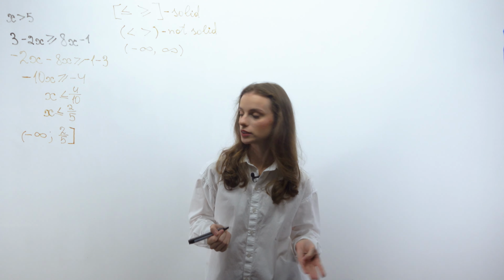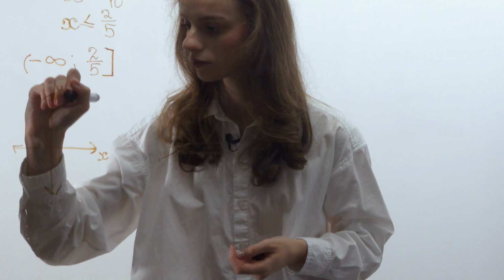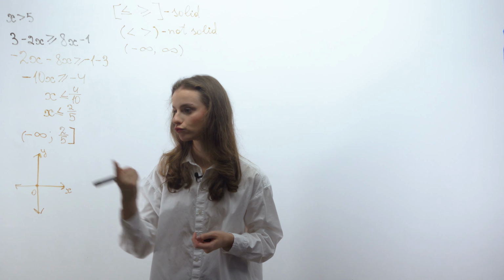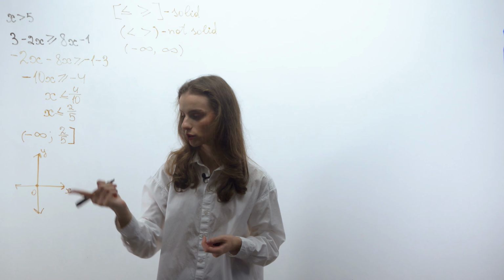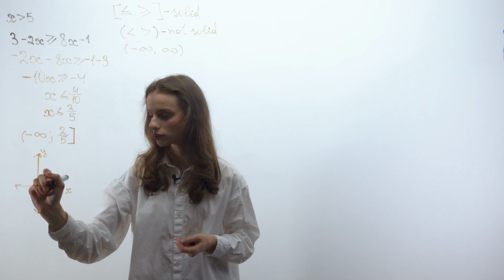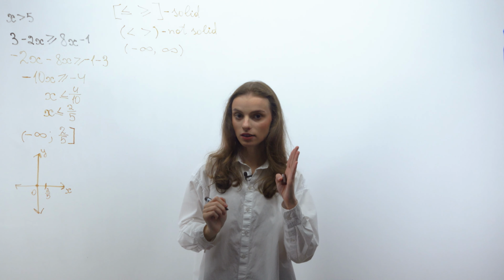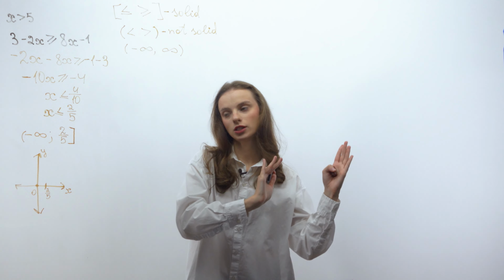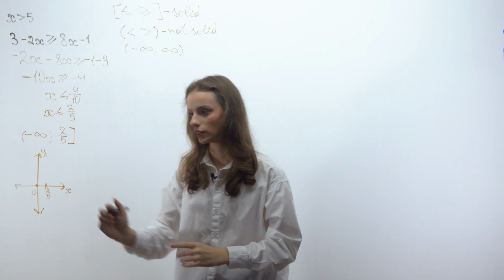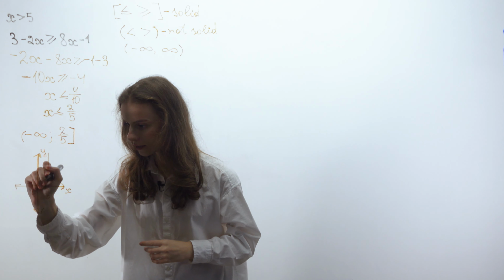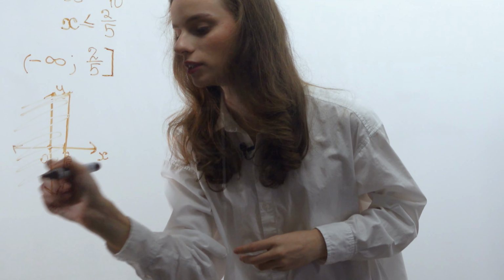Okay, now let's graph it. x will be equal to 2/5. So where do I have x? Just put it somewhere here. And any number that will be to the left will go to negative infinity. Here is going to be a solid line. And any number that will be here.